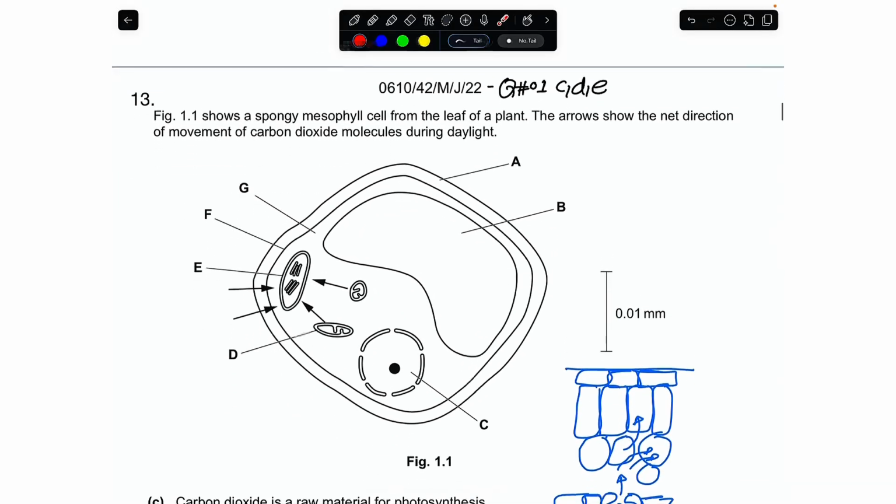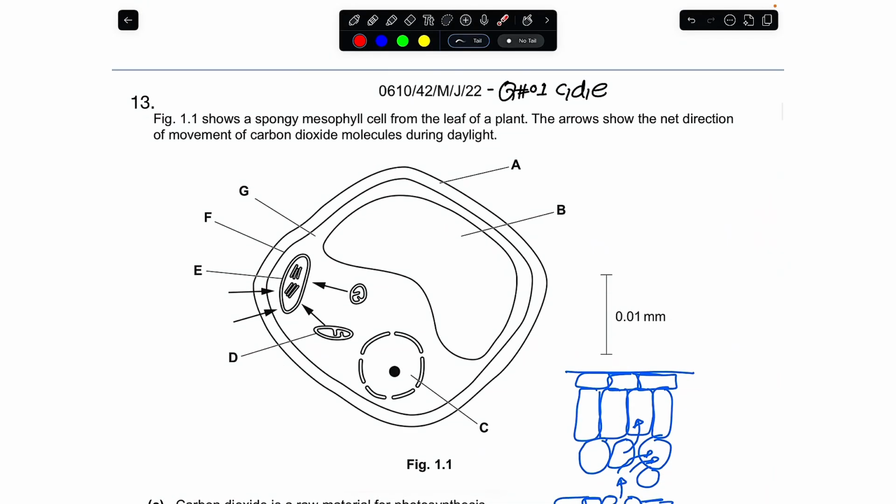Moving onward, this question is again from the external factors limiting the rate of photosynthesis. It appeared in May-June of 2022. The theory variant was 4.2. This was question number 1. And for your exam, parts C, D and E were from this chapter of photosynthesis, or plant nutrition.